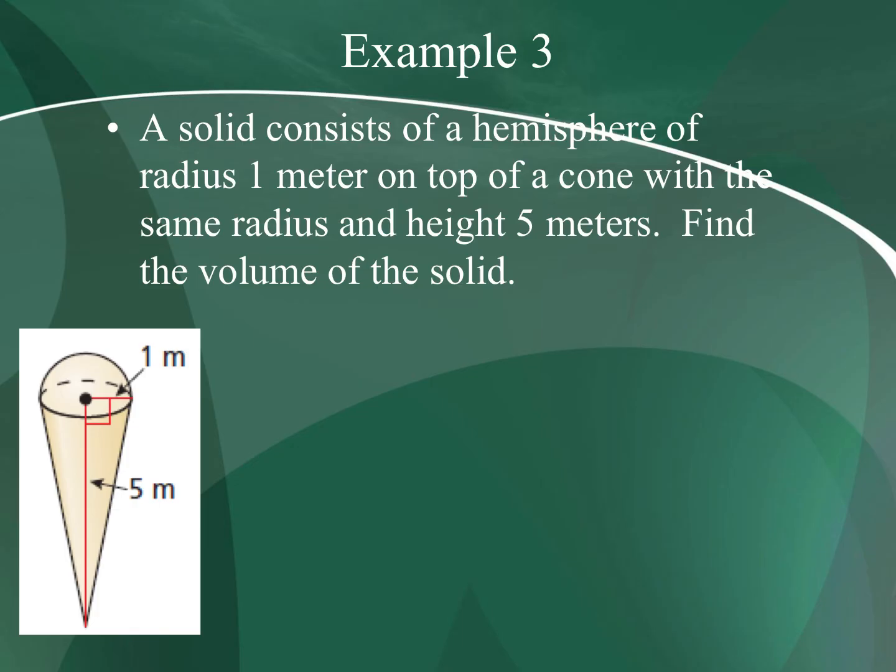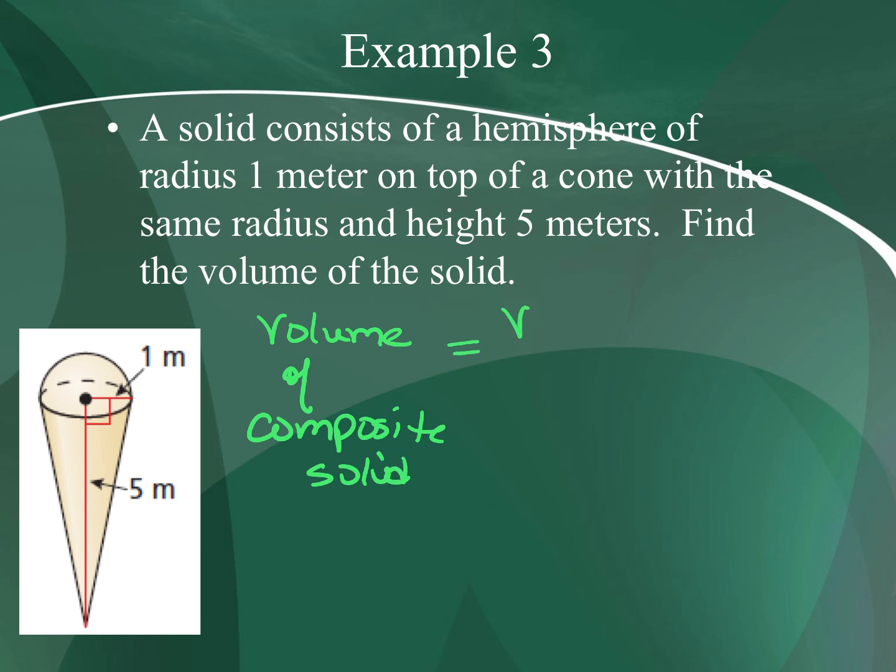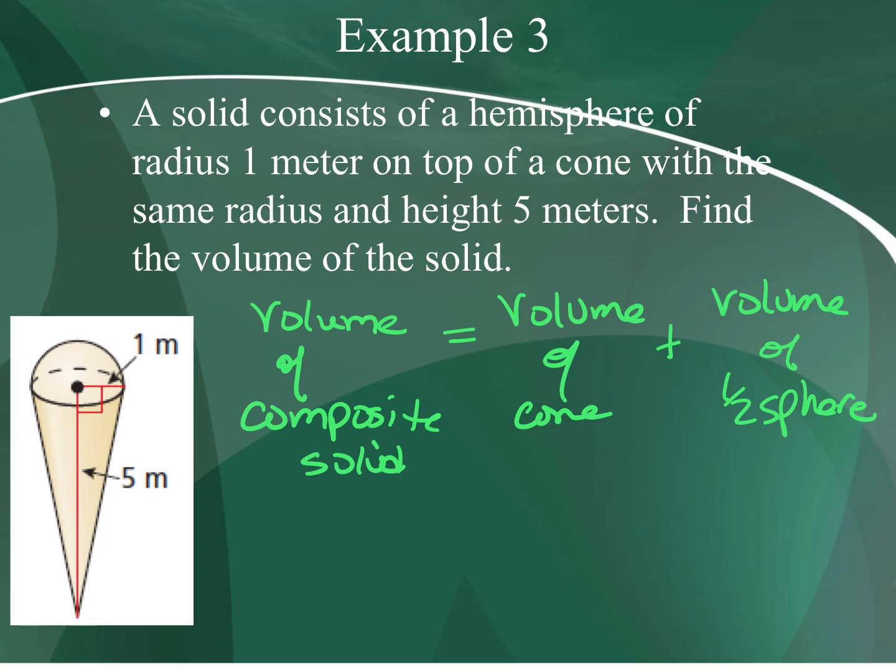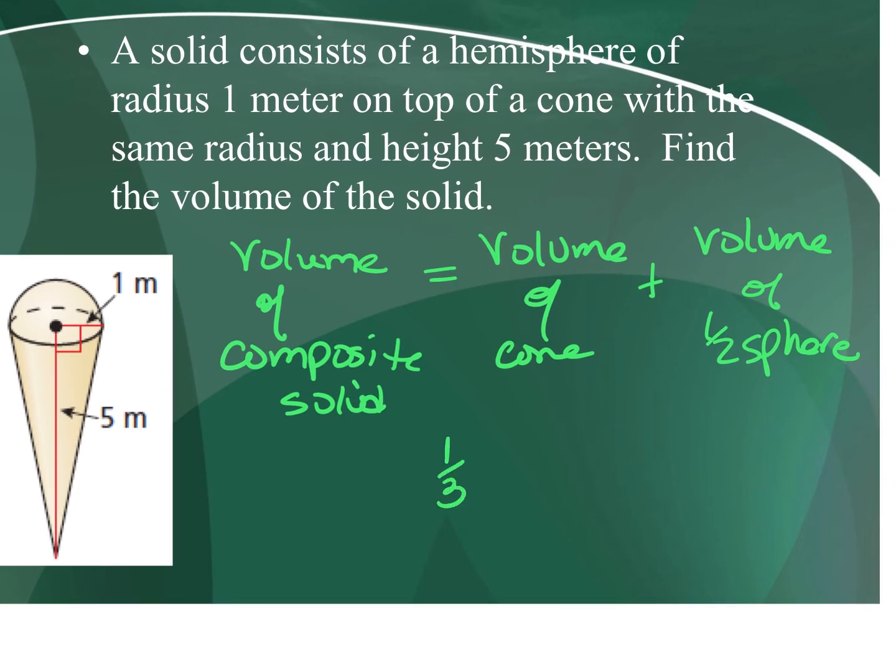It's a composite solid. So in order to find the volume of this ice cream cone looking thing, the volume of the composite solid is going to be equal to the volume of the cone plus volume of half of the sphere. So what I'm going to do is go ahead and fill in my two formulas. Volume of a cone is 1/3 pi r squared height. Half of the sphere, so the volume formula for a sphere is 4/3 pi r cubed. And I need to divide that by 2 or multiply it by a half.